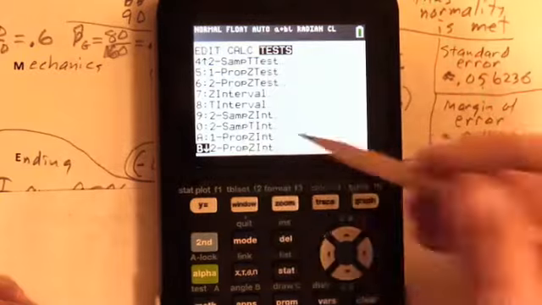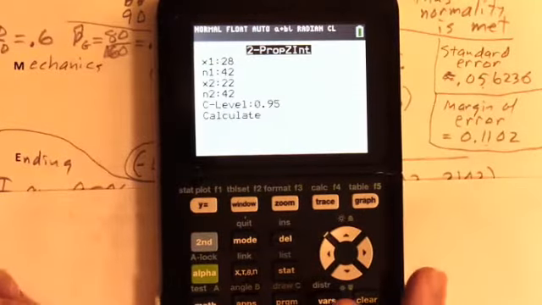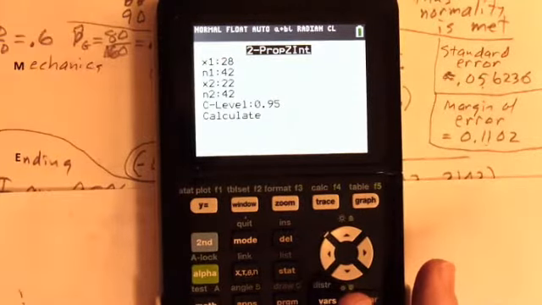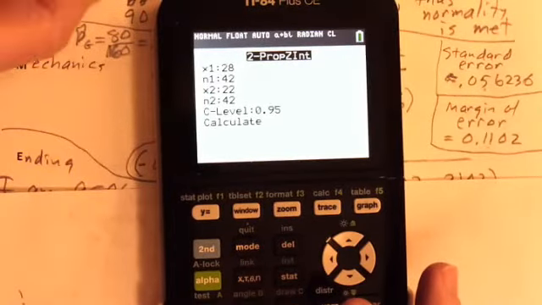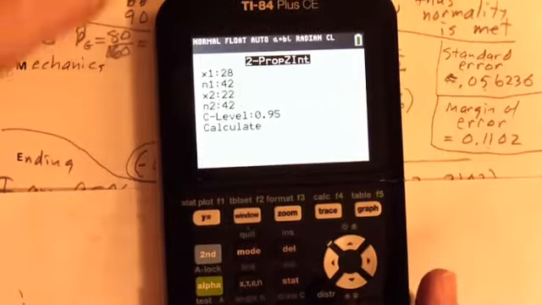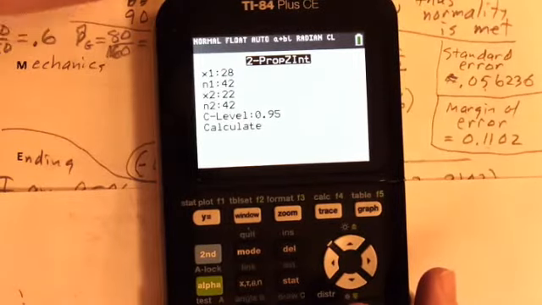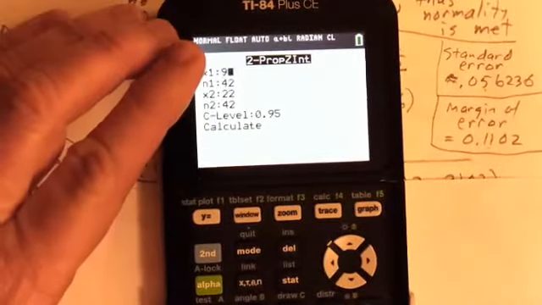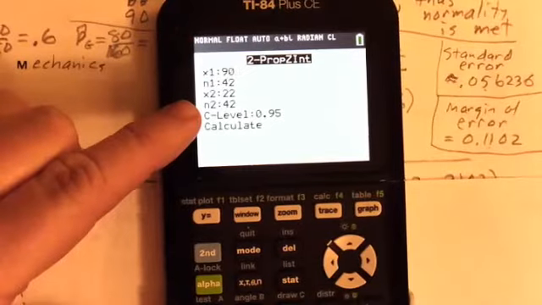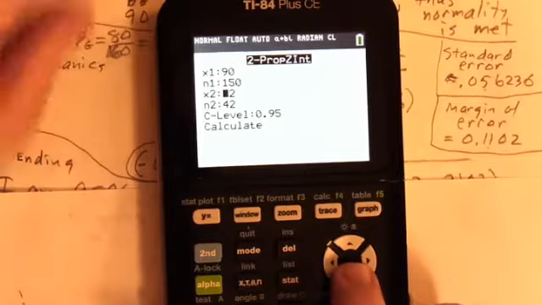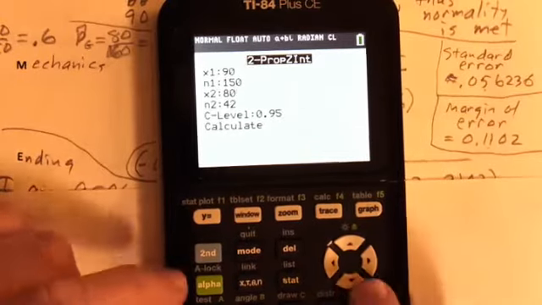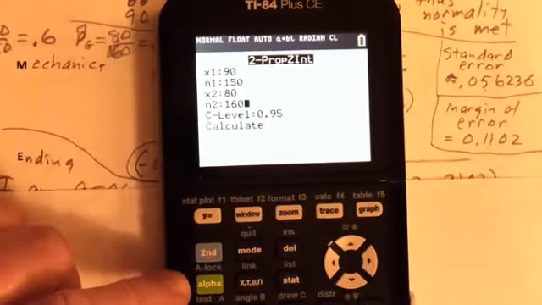So it's like the 12th one down, B. So I hit enter. And so the first thing I enter is the X for the boys and the N for the boys. X is the number of successes for the boys, and it said 90 out of 150. So I go 90, and my sample size for the boys is 150. And then for the girls, it's 80 out of 160. So I hit 80 out of 160. That's what I was given in the problem.